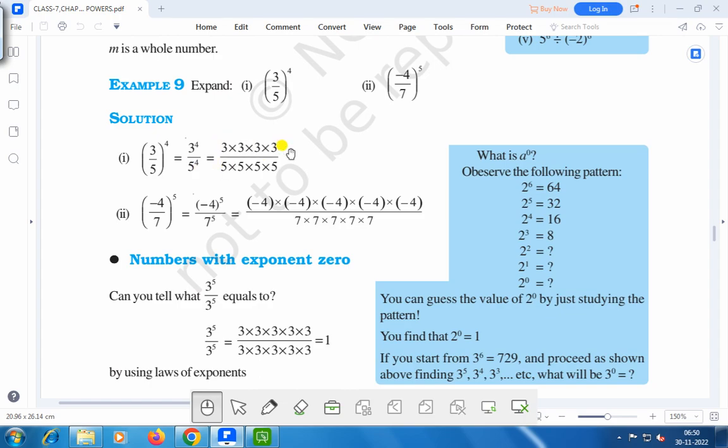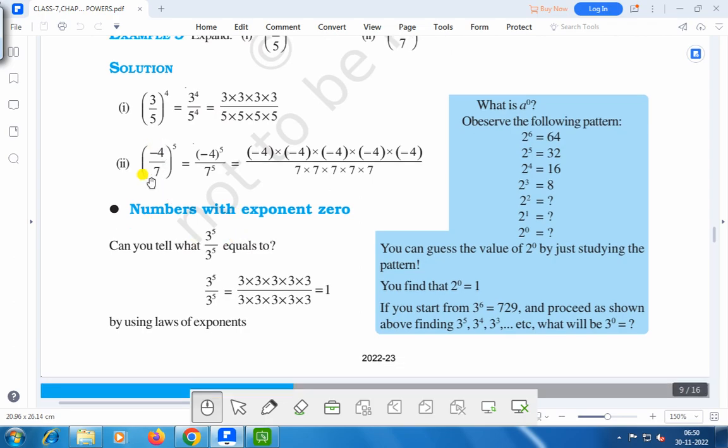That is 3 into 3 into 3 into 3 and 5 into 5 into 5 into 5. Here also, (minus 4 by 7) to the power 5, minus 4 to the power 5 over 7 to the power 5. That is minus 4 into minus 4 into minus 4 into minus 4 into minus 4, over 7 into 7 into 7 into 7 into 7.